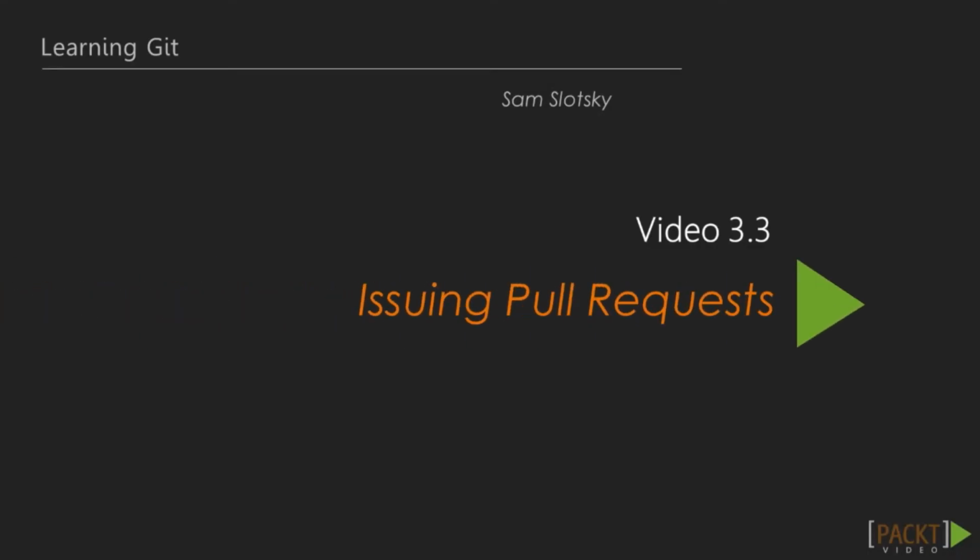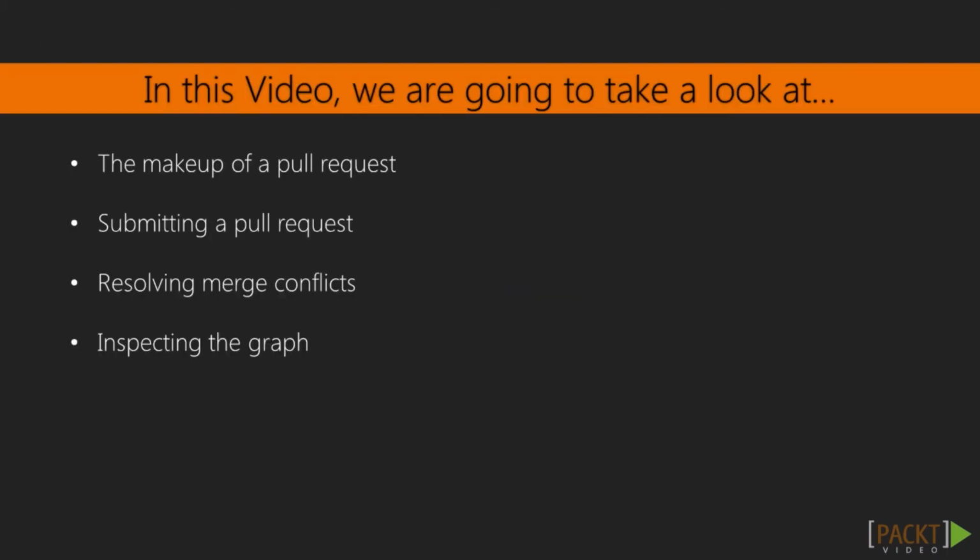Hello and welcome to Learning Git. In our last video, we saw how to stay synchronized with the changes that other collaborators make to the upstream. For our third video in this section, we'll be focusing on pull requests. We'll talk briefly about what they are, then we'll see how to make one and how to resolve conflicts. Then, we'll see how to get a good visual representation of our project in terms of its work streams.